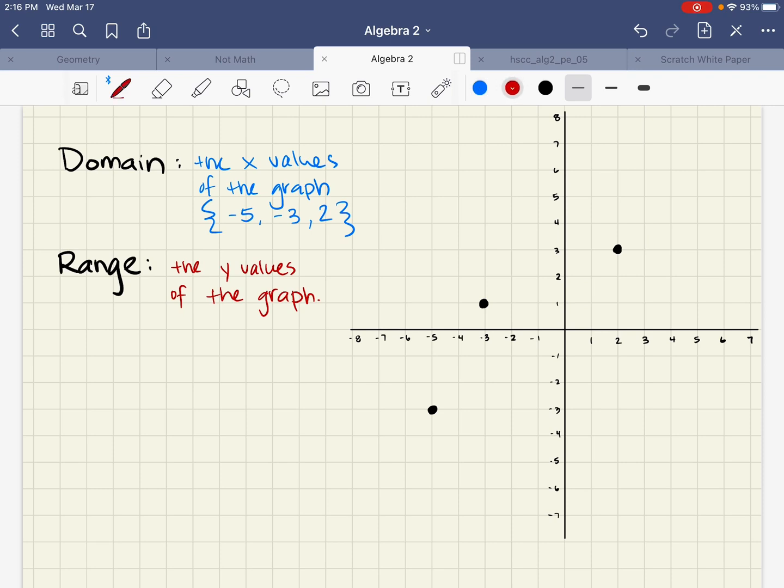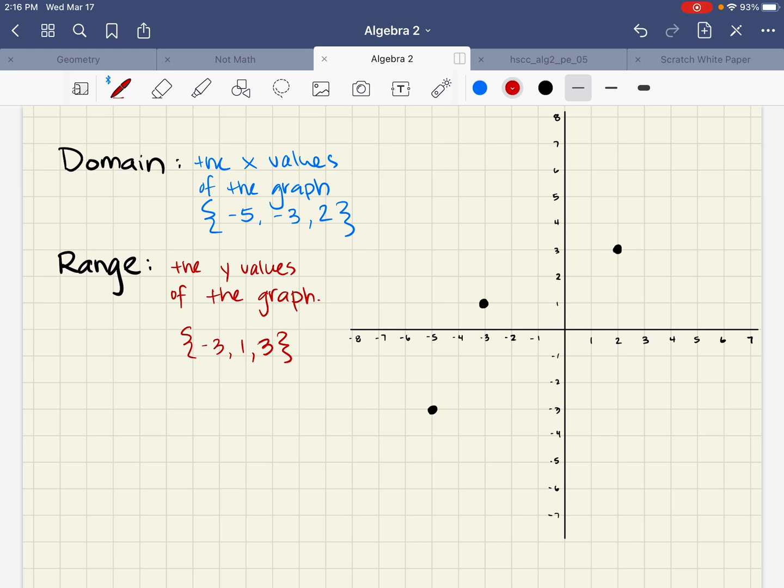Now, do the same exact thing for range, the y values. This one over here has a y value of -3. Notice I'm going to the y-axis. When I look for my domain, I go to the x-axis. When I look for my range, I go to the y-axis. So my range for this function is going to be -3, comma. This point goes to 1, so this has a y value of 1. And this last one has a y value of 3. So our range is going to be -3, 1, and 3. And that's domain and range.